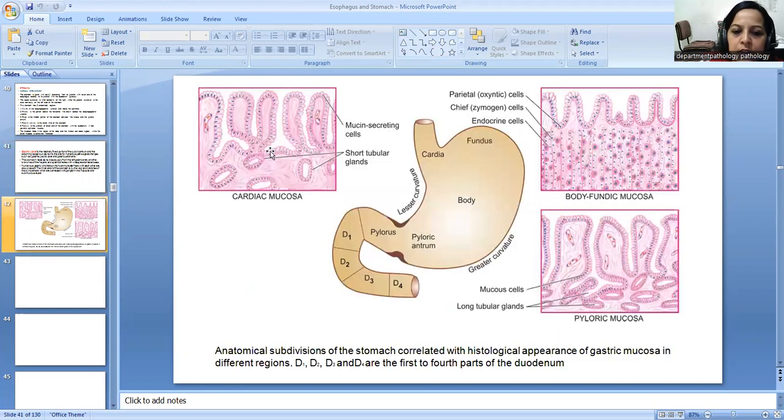So here we can see the anatomy of the stomach. This is the cardia, fundus, body of the stomach, pyloric antrum, and this is the pylorus. Here we can see the cardiac mucosa in histopathology, and in the body and fundus mucosa we can see the parietal cells, also known as oxyntic cells, then chief cells, endocrine cells, and in the pyloric mucosa we can see the mucous cells and long tubular glands.